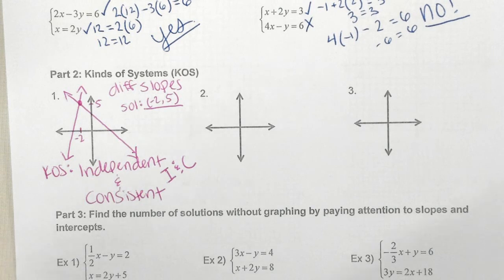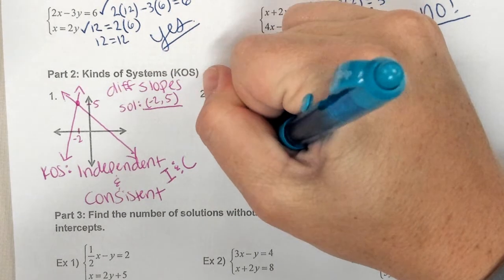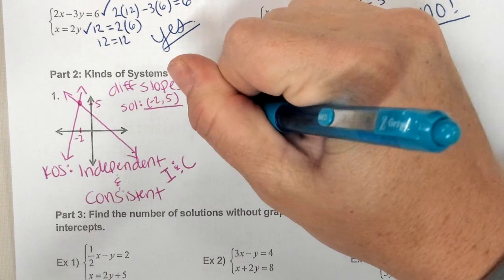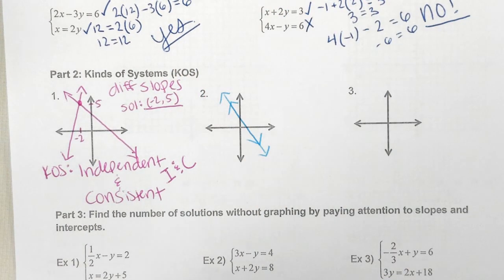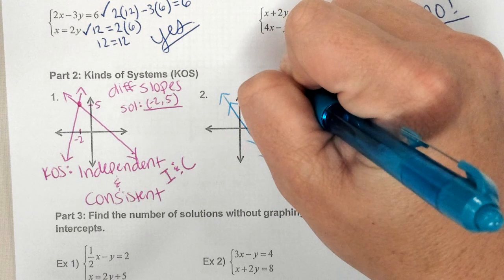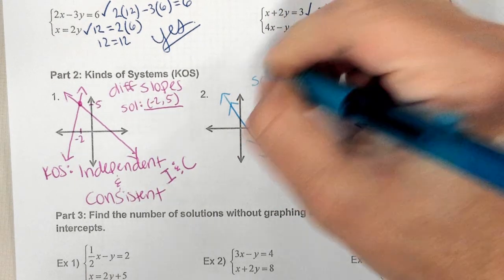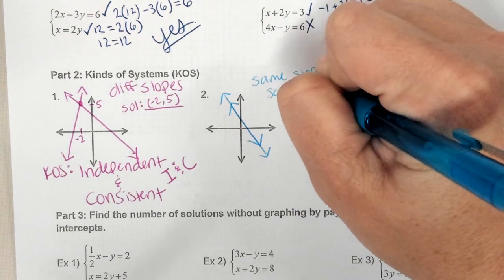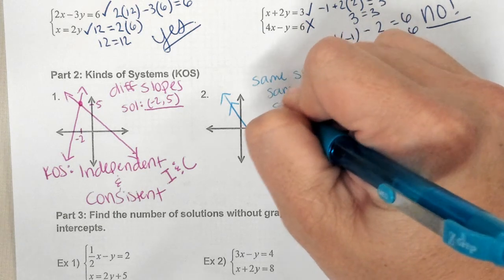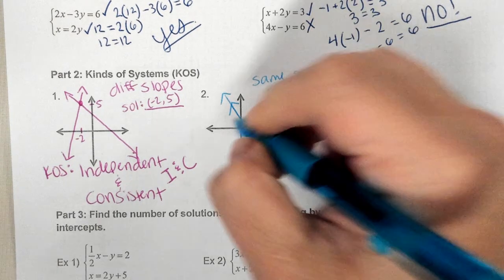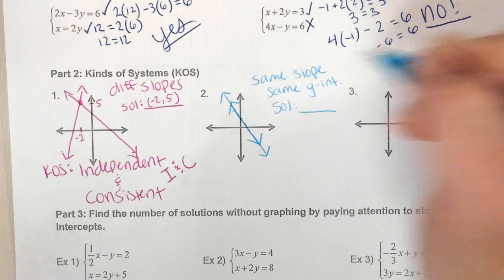So your next type of graph is something that looks like this. What do you notice? Yeah, they're the same line. So they have same slope and same y-intercept because they're the exact same line, right? So when this happens, your solution is anywhere they touch. And don't these touch everywhere? So we call this IMS.